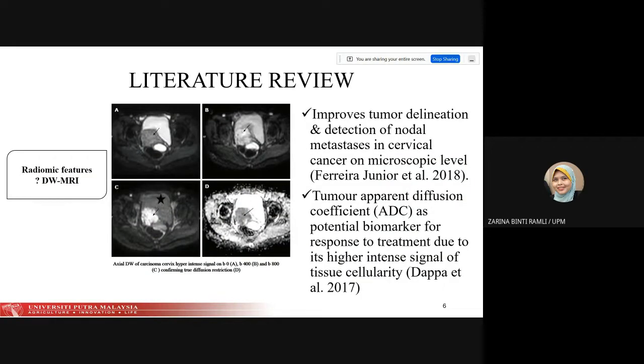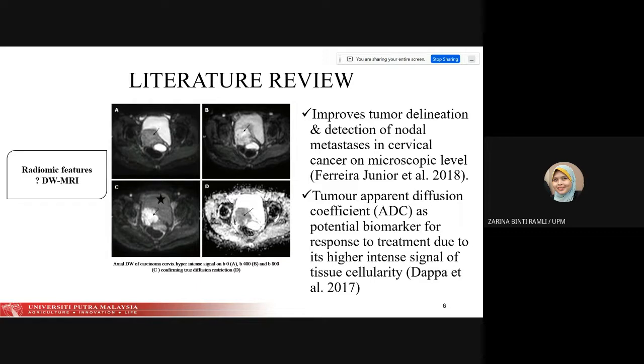Why did we choose the radiomics features of the DWI-MRI? Because diffusion imaging in MRI is based on the principle of the Brownian movement of water molecules, and it gives information about the tissue structure at the microscopic level and improves tumor delineation and detection of nodal metastasis in cervical cancer.